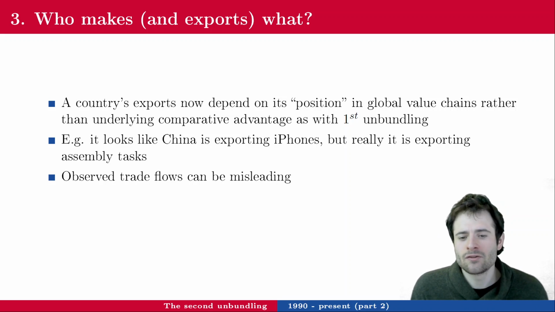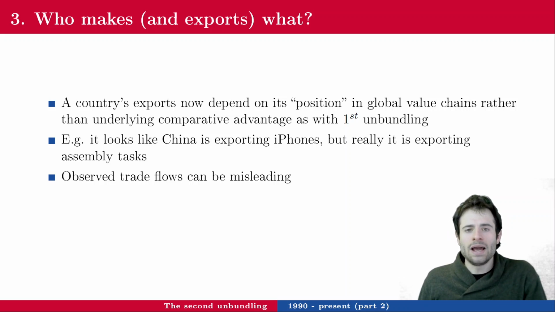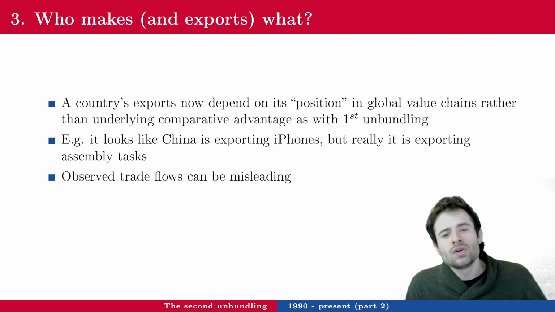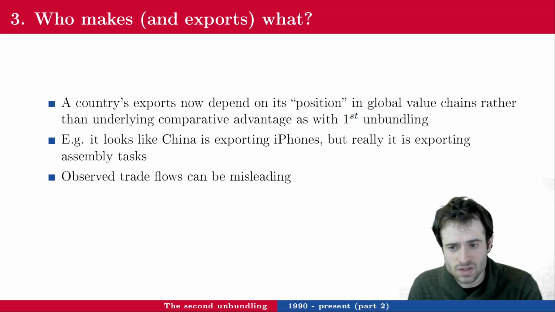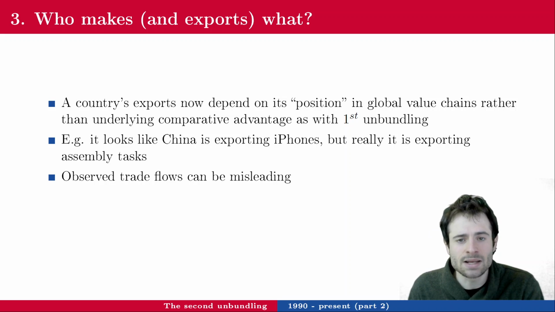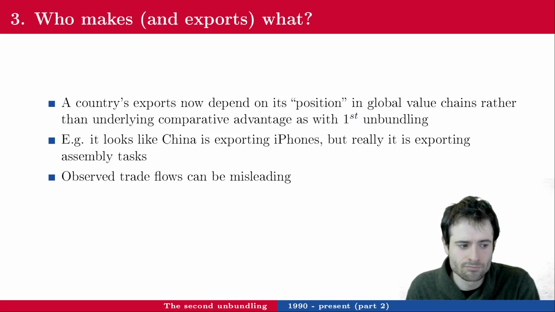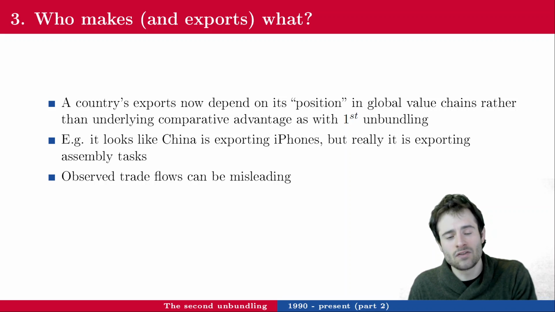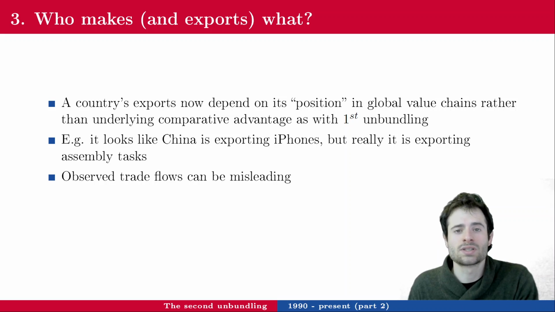So just looking at trade flows can be misleading because what we see in the data is iPhones are coming from China. Yes, but they're not made in China. They're just assembled. So you need to look deeper into the production process of a good. And then you see, oh, China is only the assembly part. The rest comes from other countries. So you need to break down the production process if you want to see who exports what.